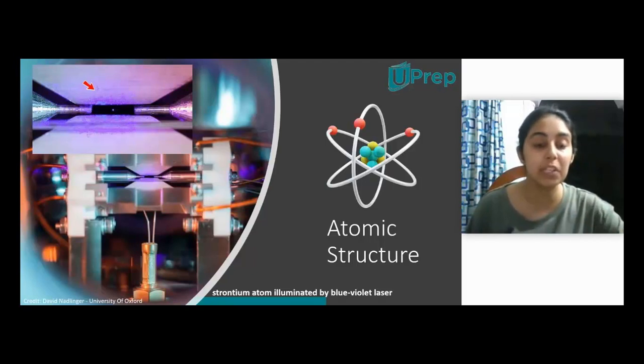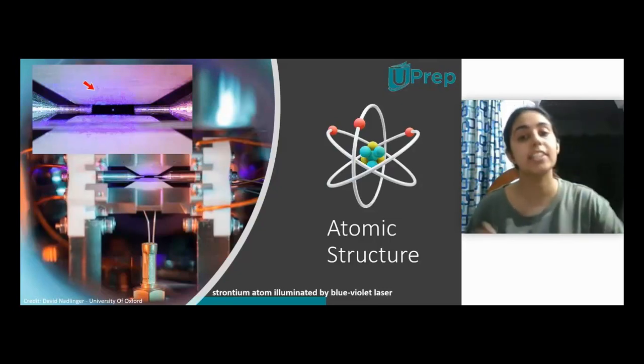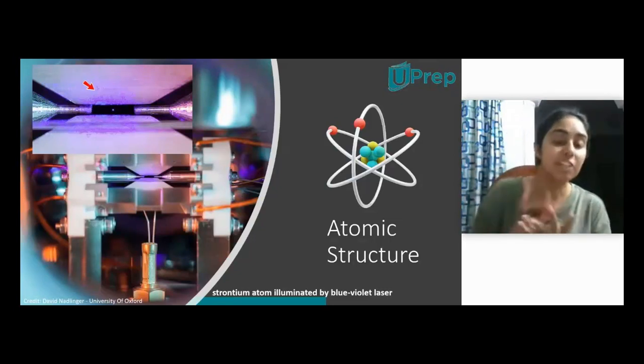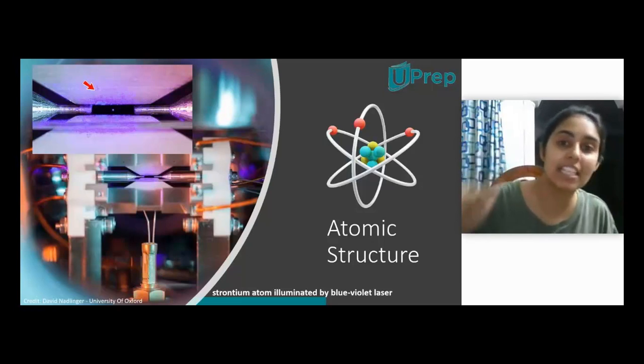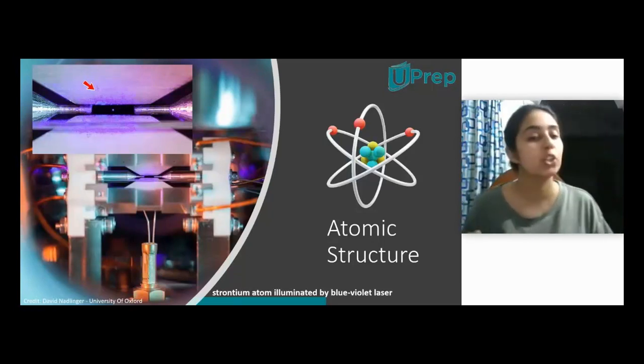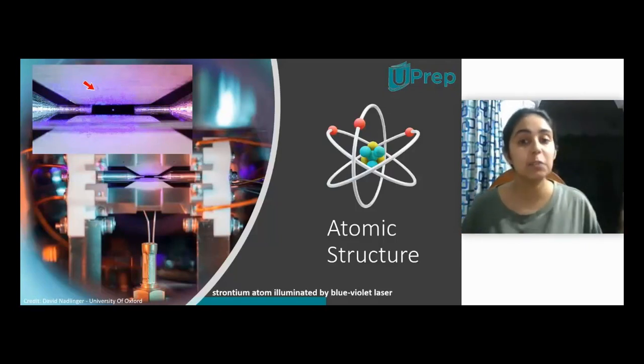It is only visible to the camera, and that too after illuminating it with a laser light, taking multiple pictures and overlaying those pictures on top of each other. Then you can see that little tiny dot. To the human eye, it is impossible for us to see, okay? So that's how small an atom is.